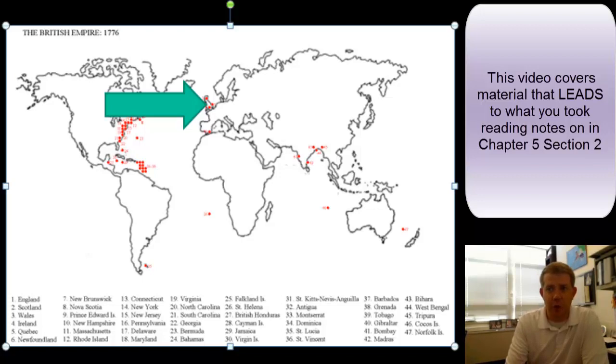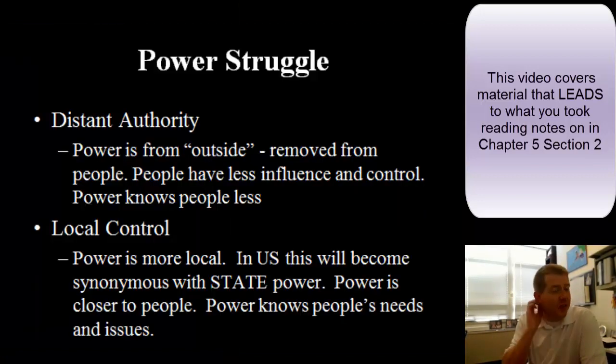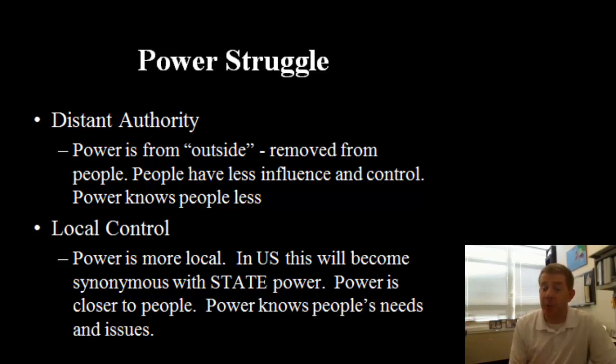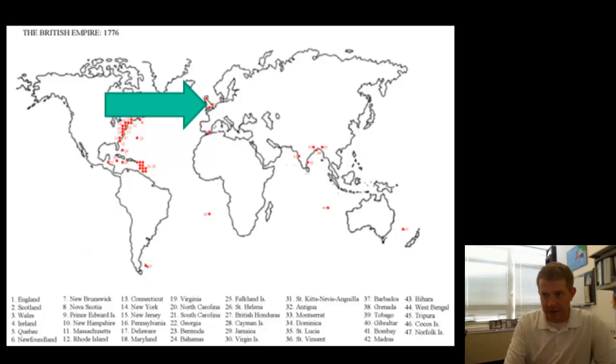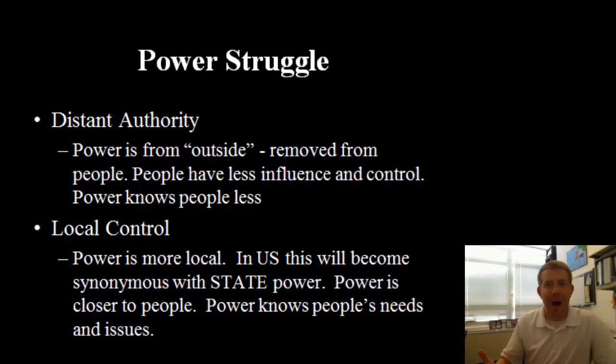And so let's just review, so that we're all on the same page, some specific ways of thinking about those concepts. When I say distant authority, what I'm talking about is that for the people who are being governed, the power is from outside. It's removed from the people. It's far away, geographically. The people have less influence and control over the power because of that. And the other side of it, the people in power, or the government, because they're removed from those people, think about this: the people governing are here, and they're making laws for these people over here. They know less about their citizens. They know less about the problems that maybe their citizens have.